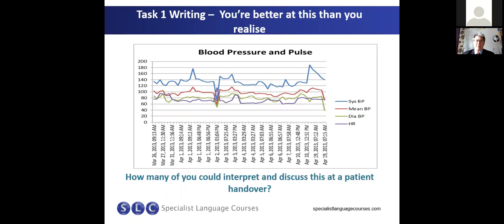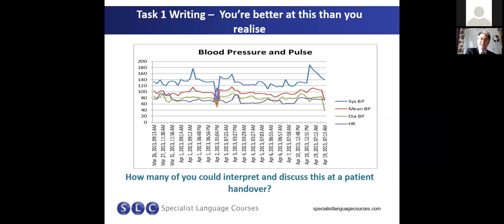Have a look at this chart. Blood pressure and pulse. Oh, systolic, mean, diastolic. It's this HR. Not sure what that one means. I don't know much about it. Oh, HR will be heart rate, won't it? Okay, I don't know much about that one, but I'm sure you do. This would make sense to you. How many of you could interpret this data and then hand over the patient to a new member of staff or a new shift? You would certainly have to mention some of the things on here.